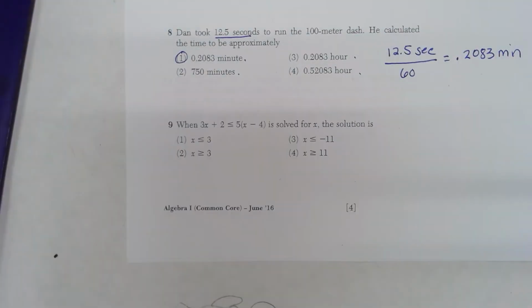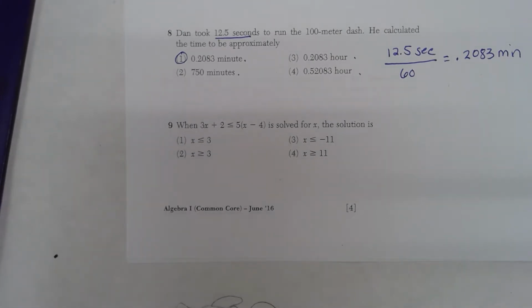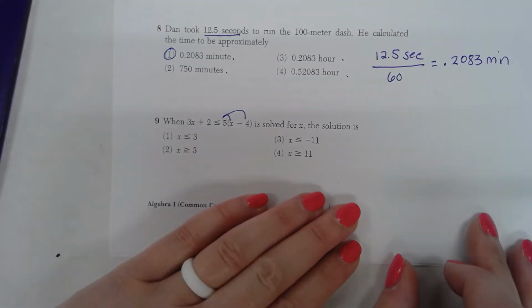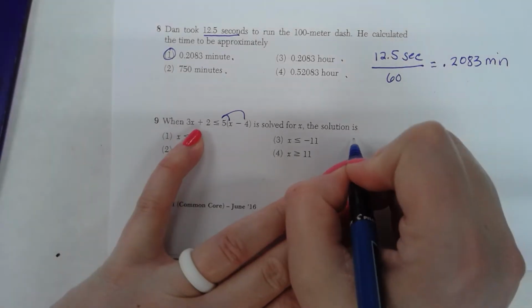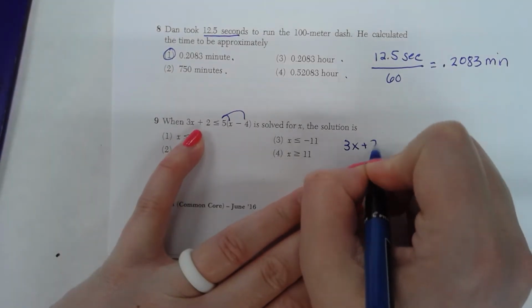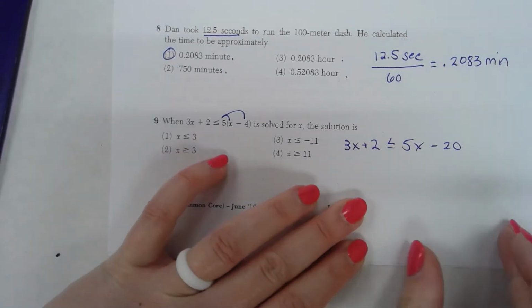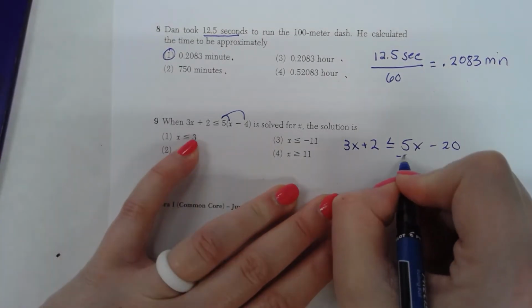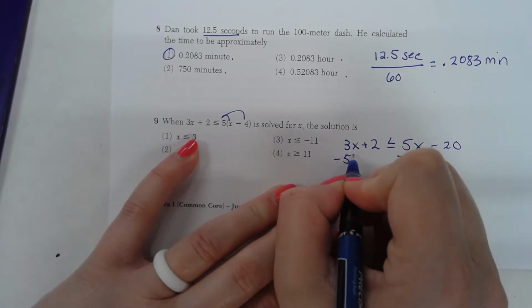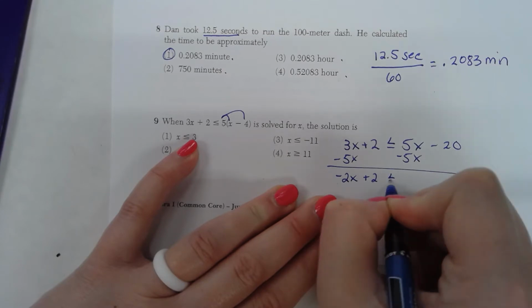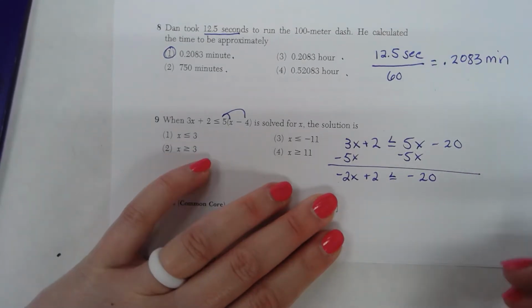Question 9. Solve for x. Solve the inequality. Okay, first thing I'm going to do is distribute. Move over here and do some work over here. So I have 3x plus 2 less than or equal to 5x minus 20. Subtract 5x. Subtract 2.